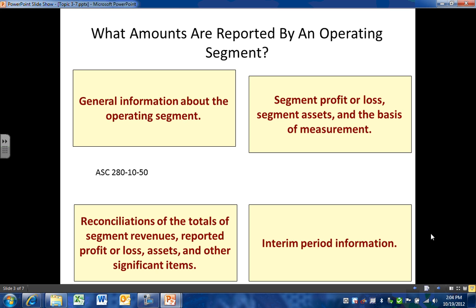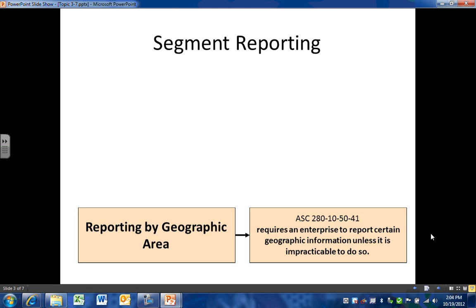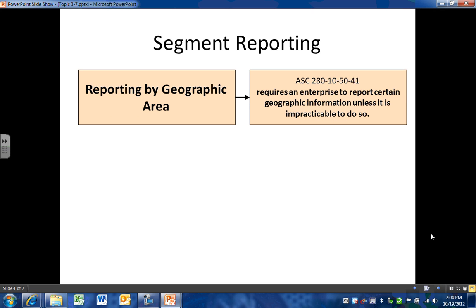In the topic, ASC 280.1050, these four items are spelled out as to what has to be disclosed. In addition, you have to report by geographic area. There is a specific requirement at the ASC section displayed on the screen.